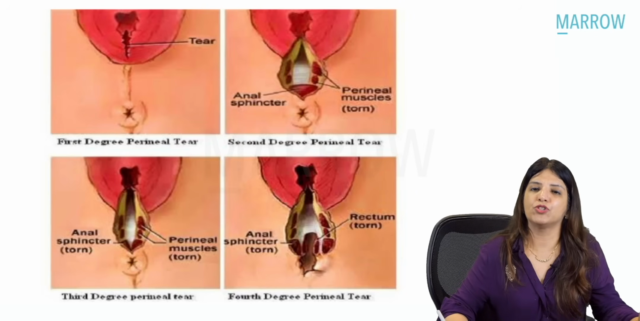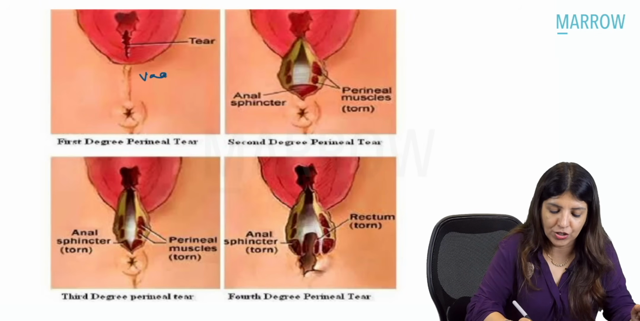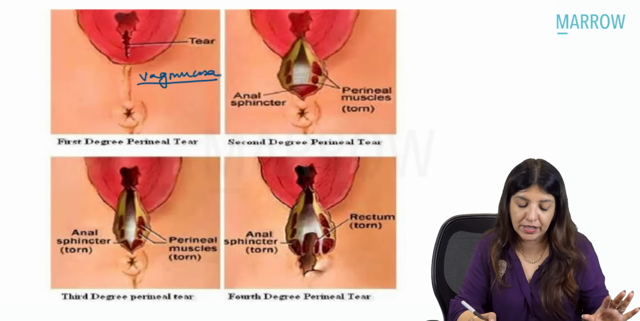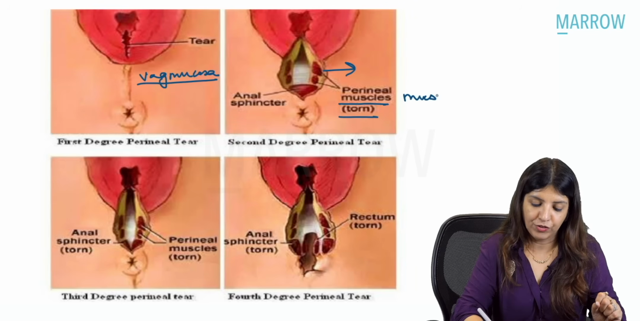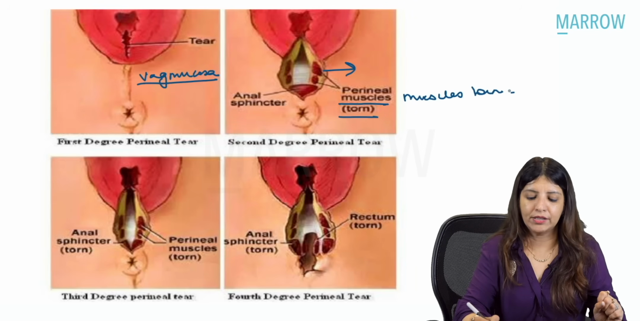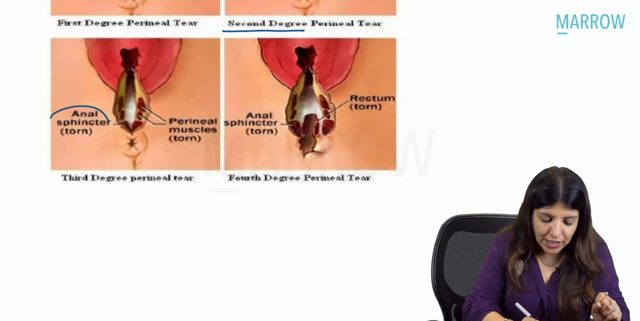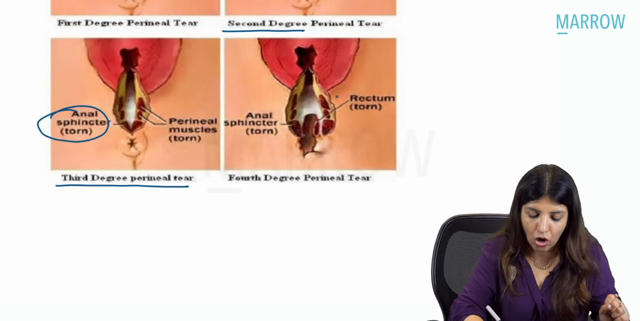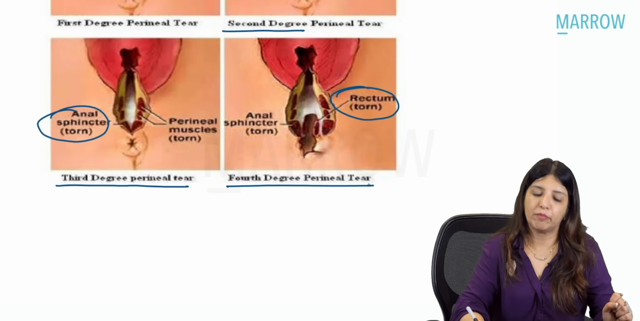Then you have to know images related to perineal tear. First degree perineal tear means that only the vaginal mucosa is involved. If you see that only vaginal mucosa is torn, that means it's a first degree perineal tear. If you see that the muscles are also torn in the image, that means you are looking at second degree perineal tear. If you see that the anal sphincter is torn, that means it's a third degree perineal tear, and along with anal sphincter, if your image shows rectum is also torn, that is fourth degree perineal tear.